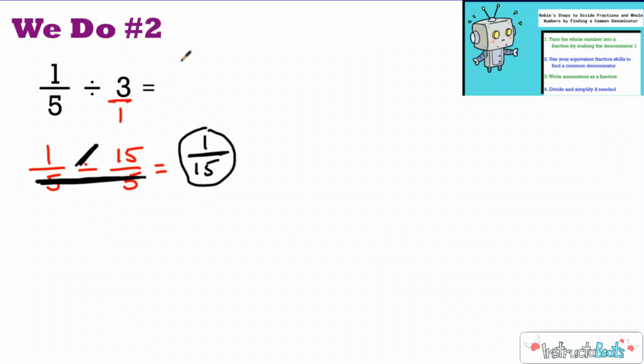1/5 divided by 3 is 1/15. If you notice, this quotient is a reciprocal of the We Do number 1 problem. So again, let me connect it back to what we did in previous lessons.